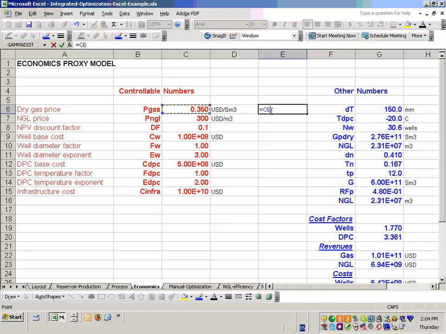0.035 cubic meters per thousand. No. 0.035 MCF per. So that would be that times. That can't be right. 0.0353, 35. What is it? 35.31. Okay, $10 per MCF. That's a good gas price.